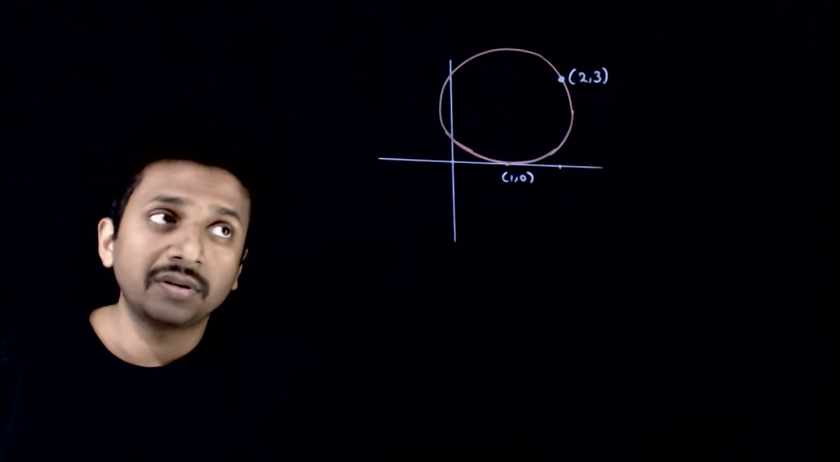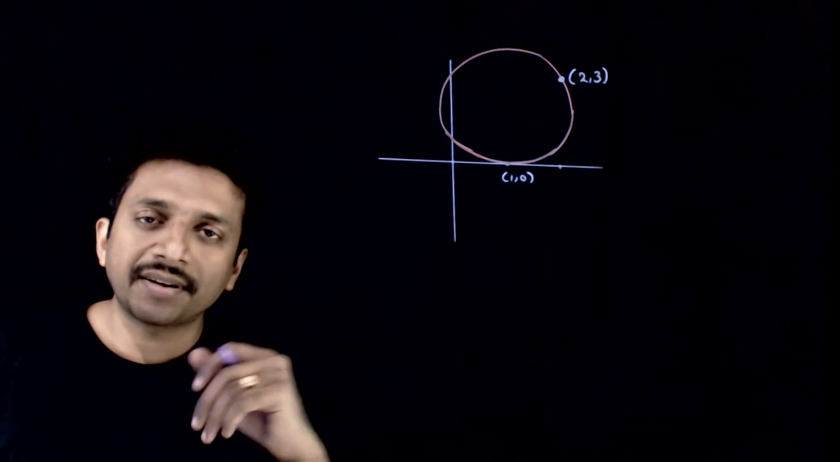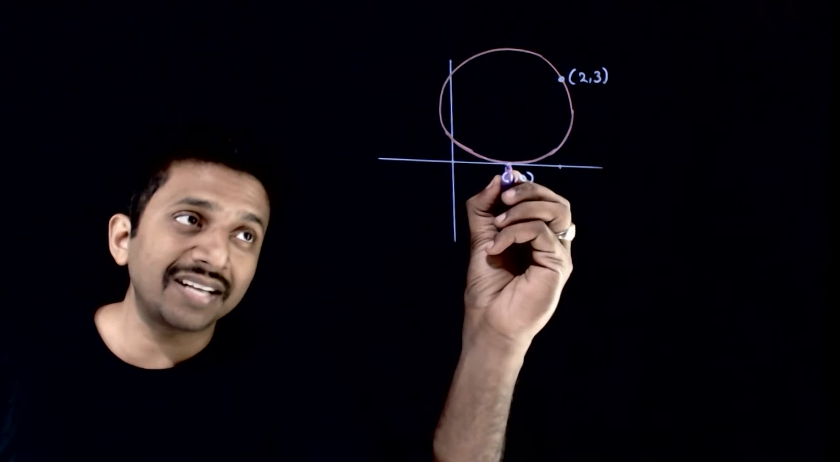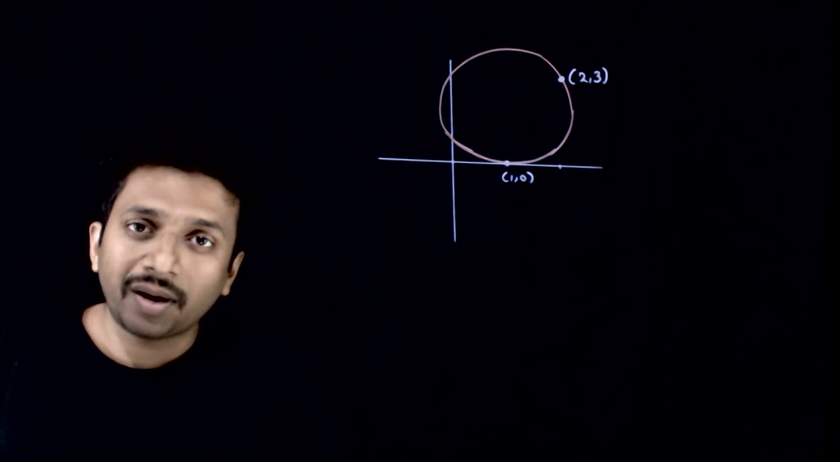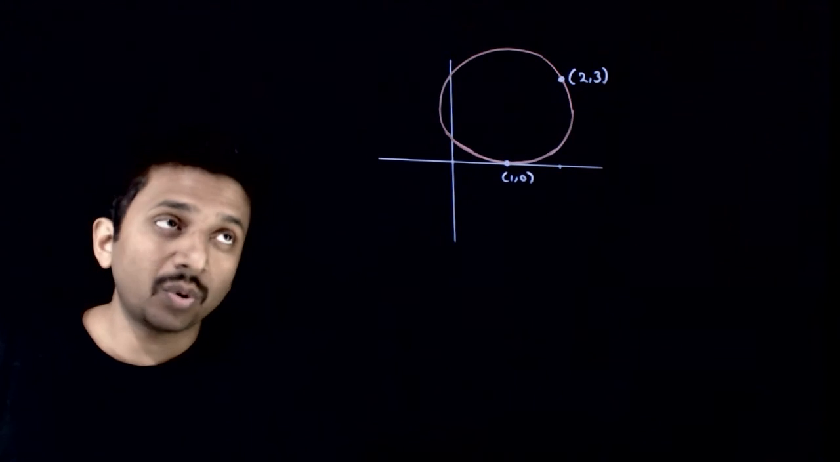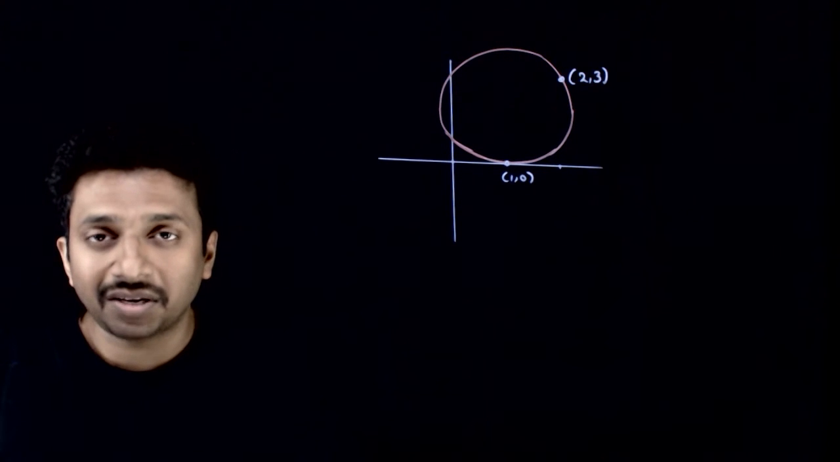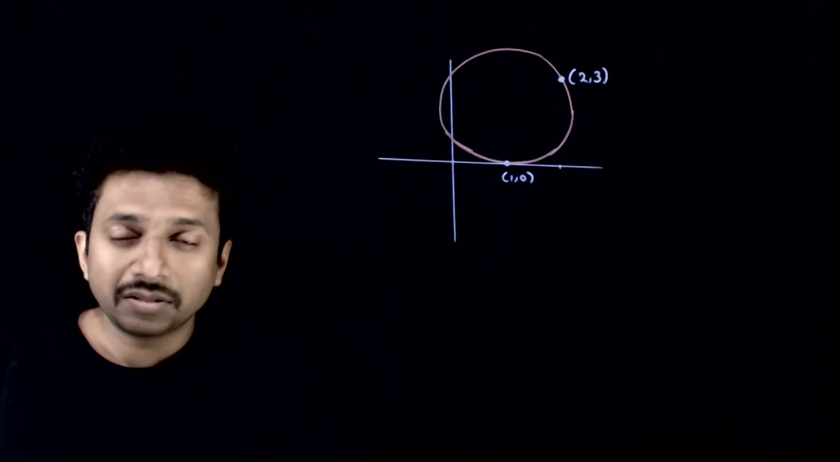So welcome students. In this question you're given a circle touching the x-axis at the point (1, 0) and also passing through (2, 3). In that case, what is the diameter of this circle? So how do we do this?